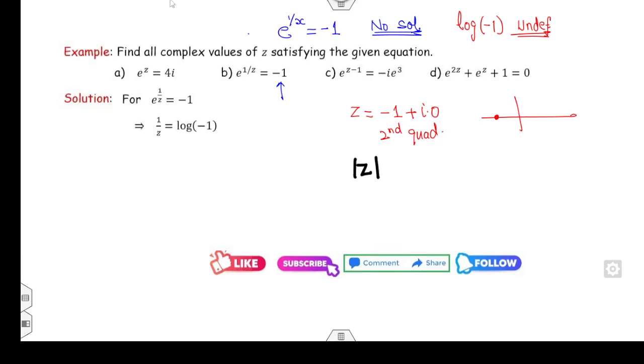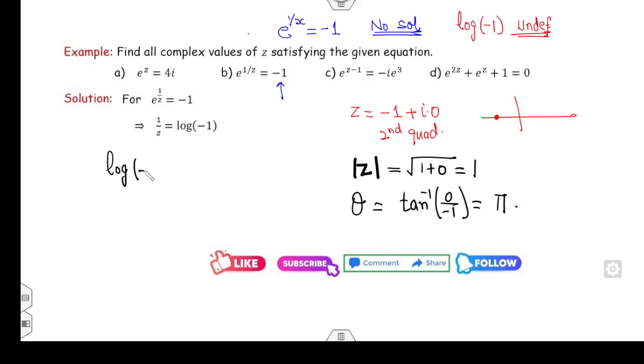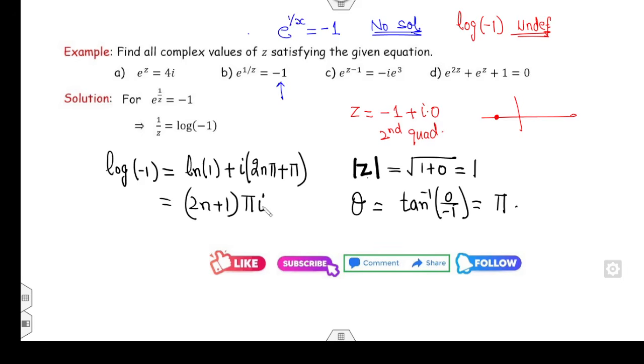Fine. Once we know it lies in the second quadrant, what is the value of the mod of z? Mod of z is my root of 1 plus 0, which is 1, and theta is my tan inverse y over x. In the second quadrant, 0 is not possible, so that's a pi. So therefore, what is the value of the log of minus 1? It is ln of modulus of the z plus iota 2n pi plus principal argument. Log 1 is 0. I can write as 2n plus 1 pi iota.